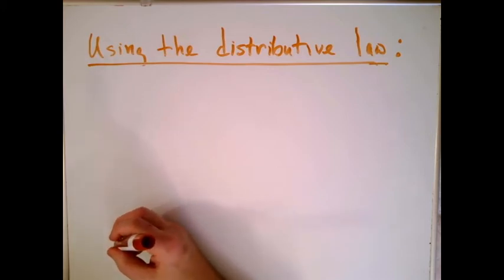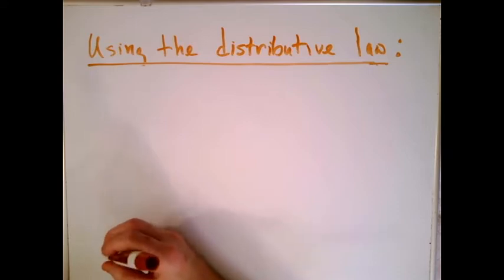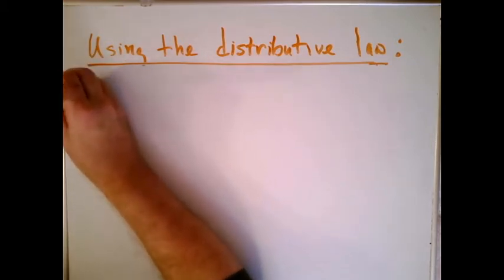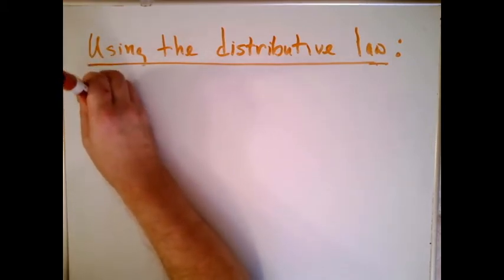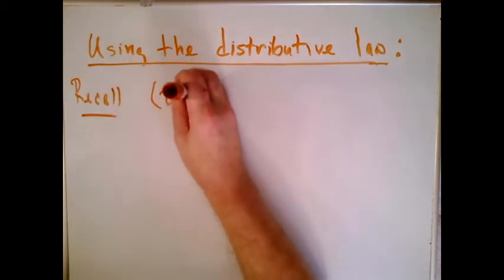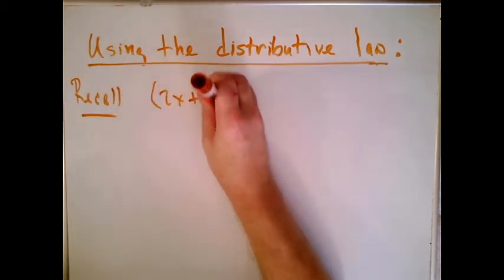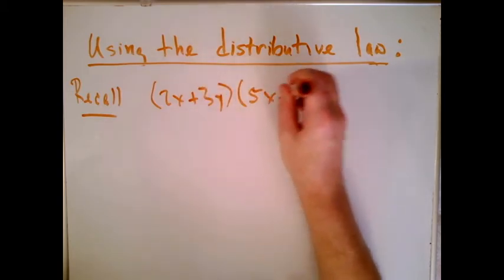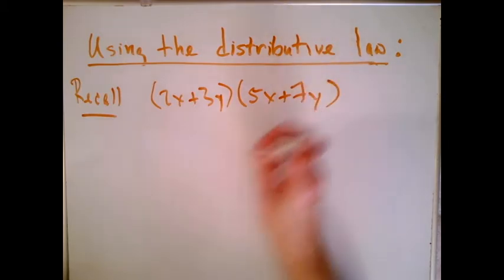What I want to do in this little video is to show you how we want to use the distributive law with dot product the same way we use the distributive law with polynomials. So recall, with polynomials, how we multiply something like 2x plus 3y times 5x plus 7y.